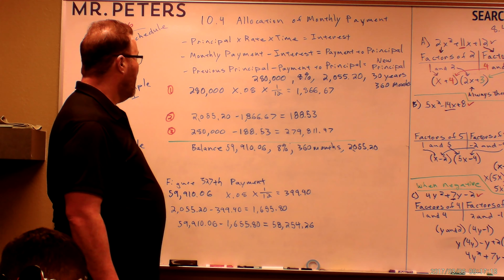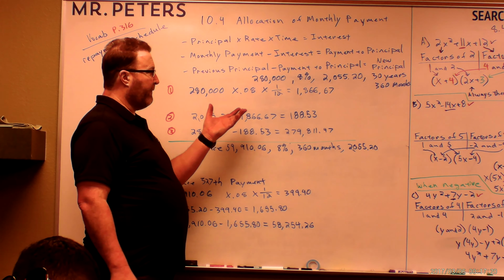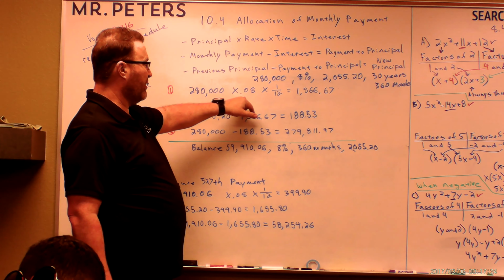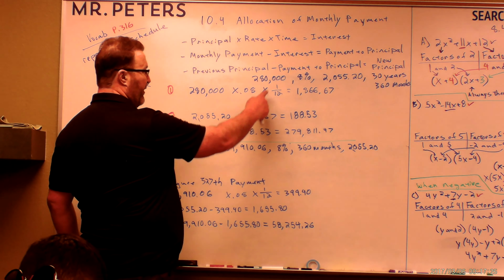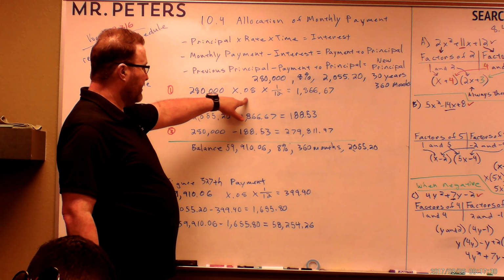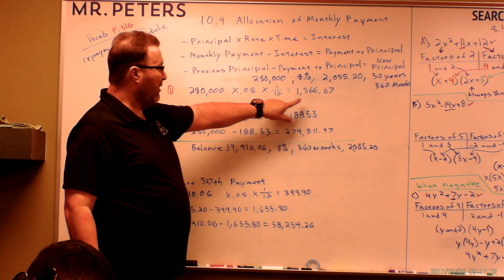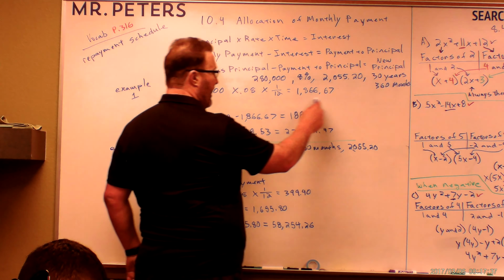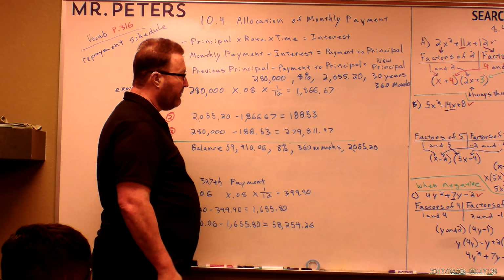What is the amount? Okay, so it's asking for the first payment amount. So 280,000. We know it's 8%, so times 0.08. We want to figure out 1 month, and there are 12 in a year. So 280,000 times 0.08 times 1 divided by 12 is 1866.67. So this is the amount that goes to interest.